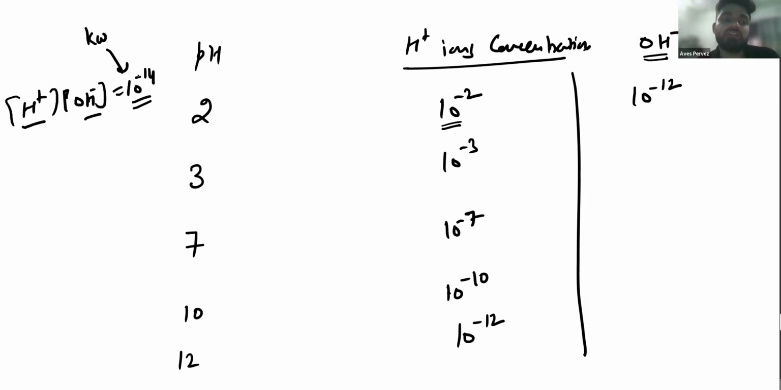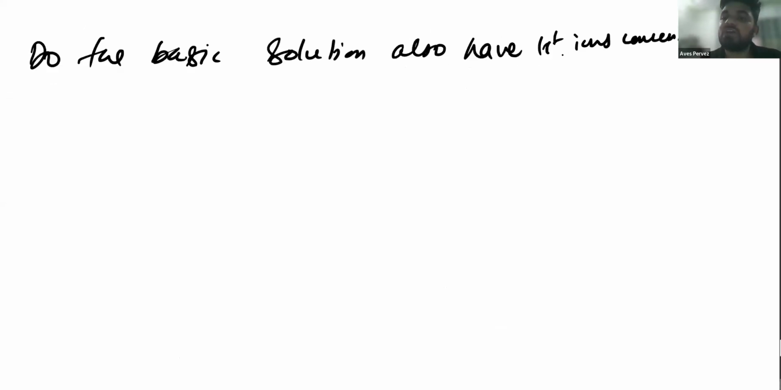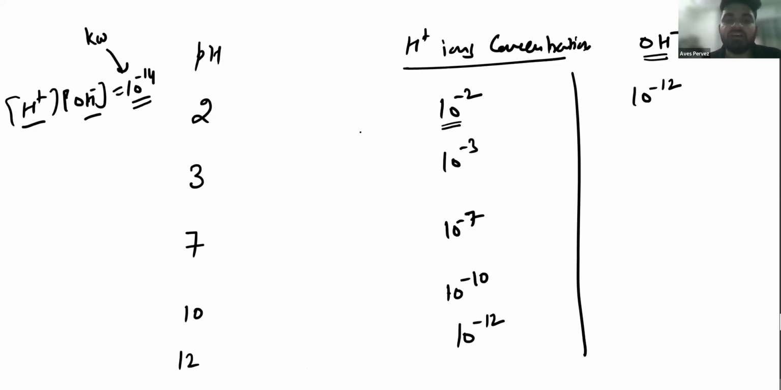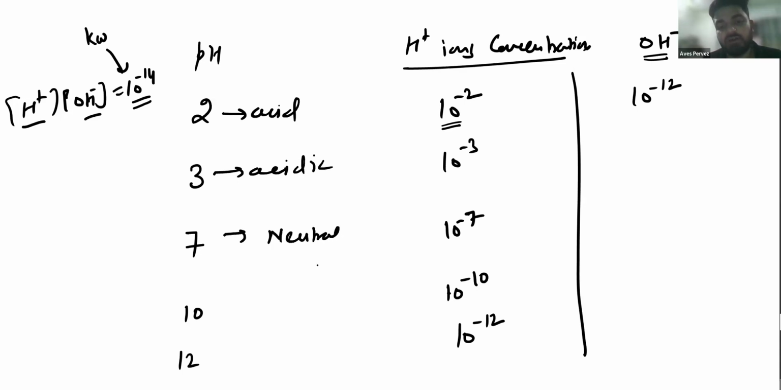This is an NCERT question that I am going to explain one more time, because the question is asked in the NCERT: do basic solutions also have H plus ions? According to you, H plus ions indicate acidic behavior. So what is H plus ion doing in a basic solution? You can simply say no, bases do not have H plus ions, because H plus ions mean acidic behavior. But let me explain: if you have a solution with pH 2, it means acidic. It means neutral. It means basic.